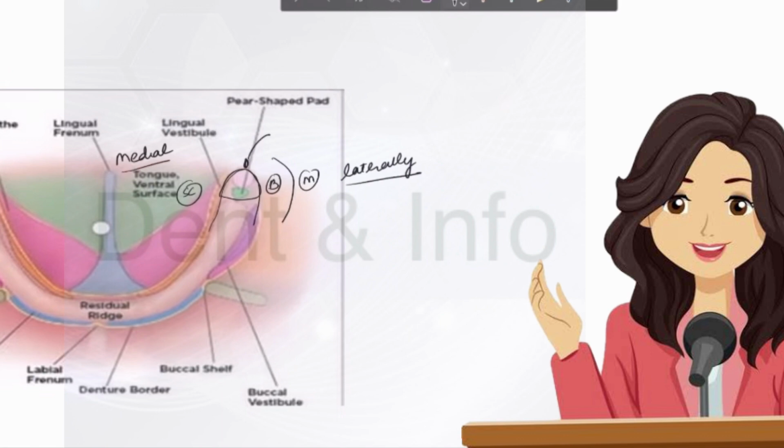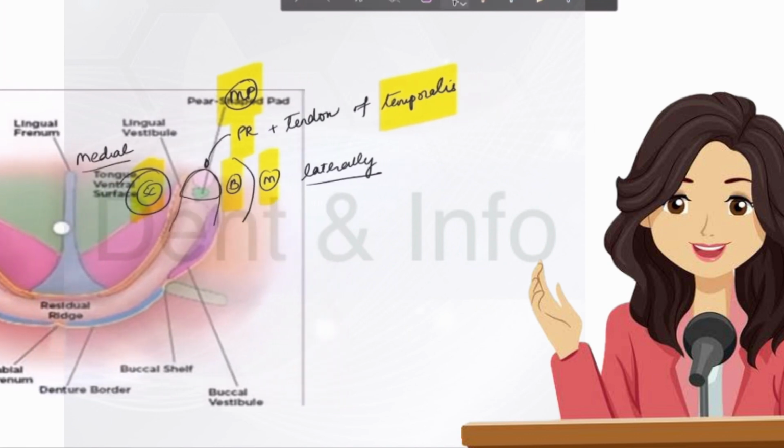Posteriorly, you have your pterygomandibular raphe plus tendon of temporalis. Behind that, what you see is your medial pterygoid, right? So you have superior constrictor, buccinator, and then masseter. Then just behind you have pterygomandibular raphe, you have tendon of temporalis, and lastly you have your medial pterygoid. These are all our muscles which are present.